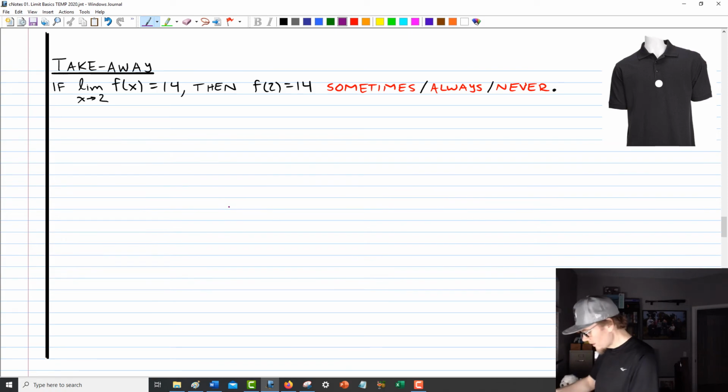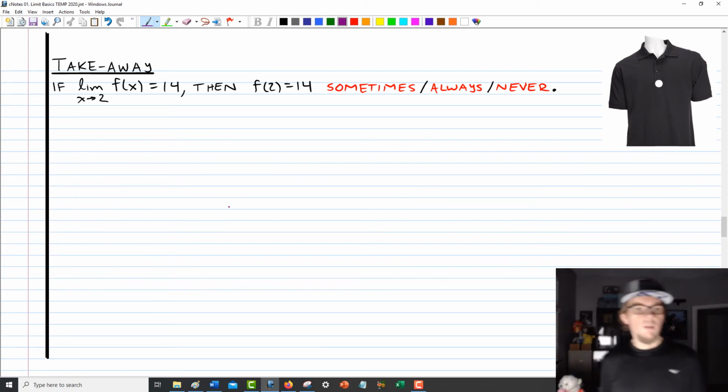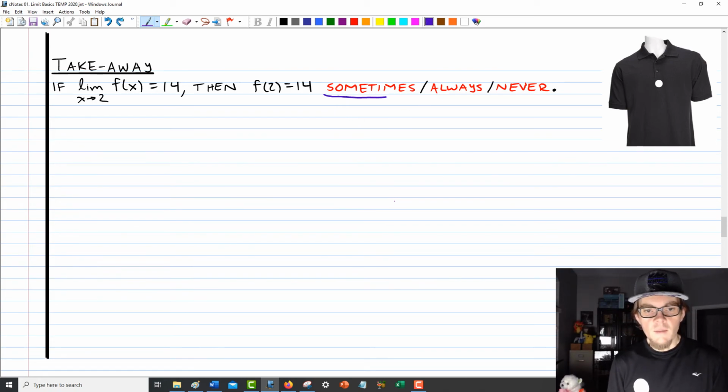So basically this question, as it says up there, asks you to decide: if the limit as x approaches 2 of f of x is equal to 14, then f of 2 equals 14. Is that true sometimes, always, or never? And in fact, I'm going to spoil the surprise here. This is actually a situation that is sometimes true.